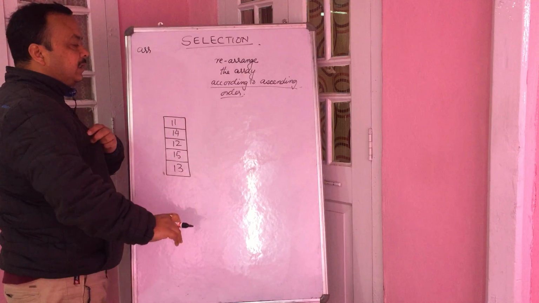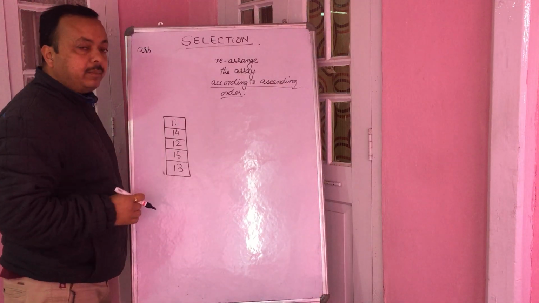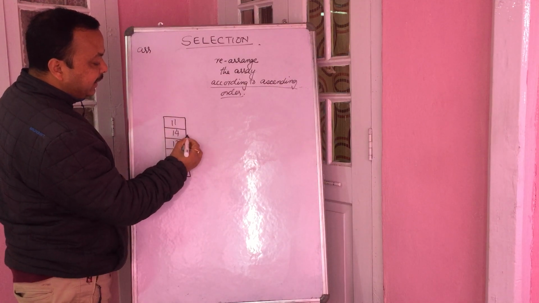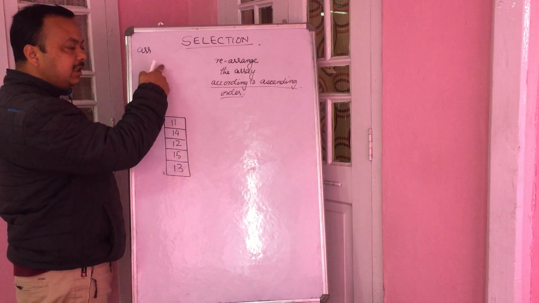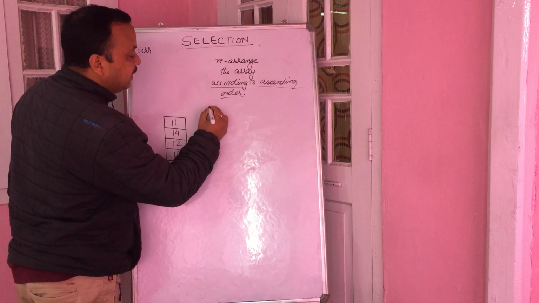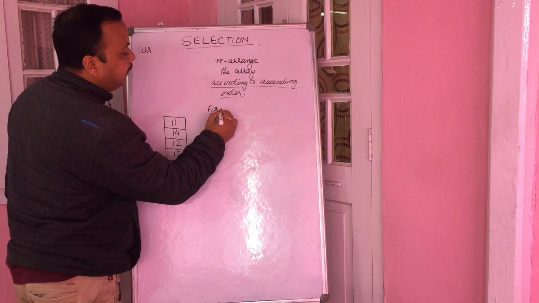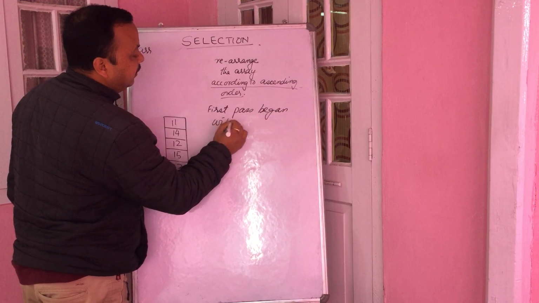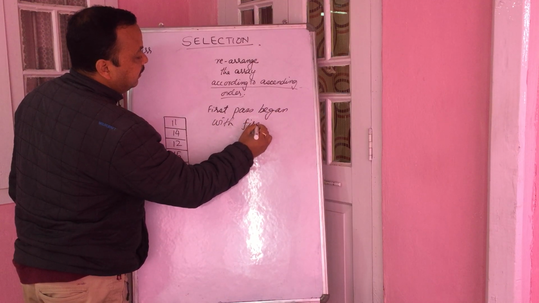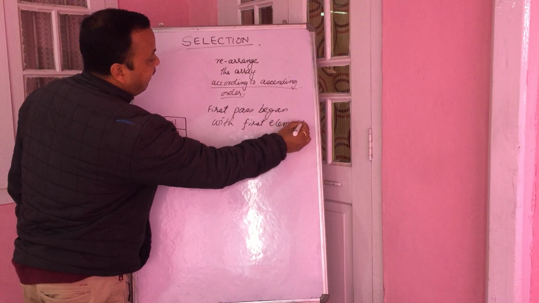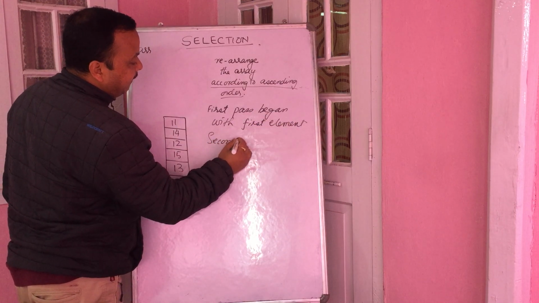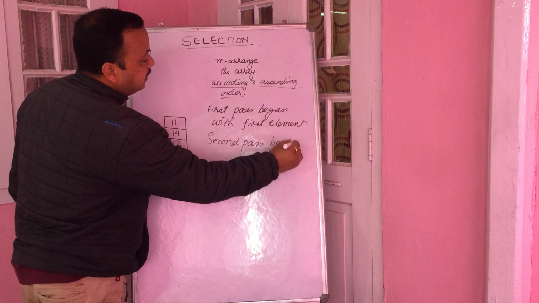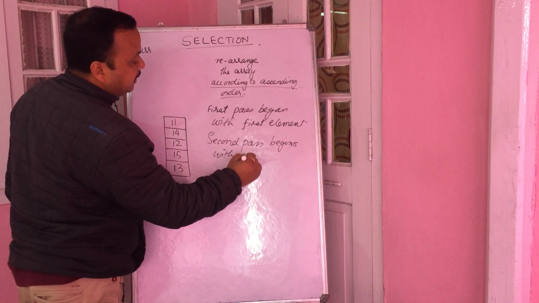After the first pass, the same array has to undergo another set of comparisons, this time for the second pass. The second pass begins with the second element, like the first pass began with the first element. Second pass begins with the second element.